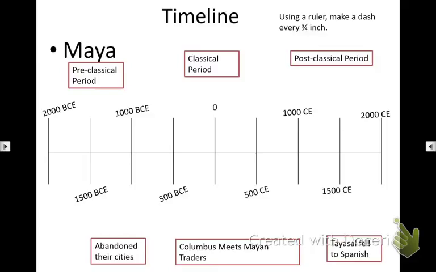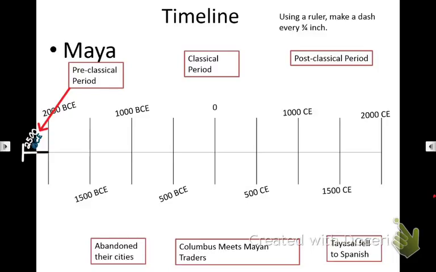Nevertheless, if you notice your timeline, which uses BCE, it also does not go far enough back to the left to get to 2500 BCE. So you're going to have to manually add the extra space, then write in the time. Again, that was said to be the pre-classical period of the Mayans. So connect the line from the box to the correct spot on the timeline.